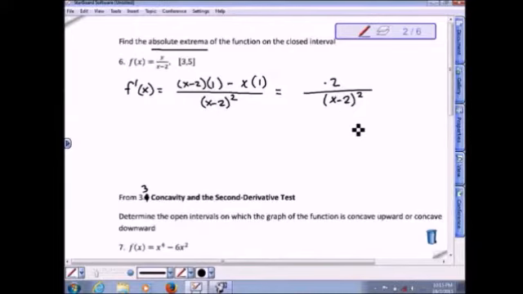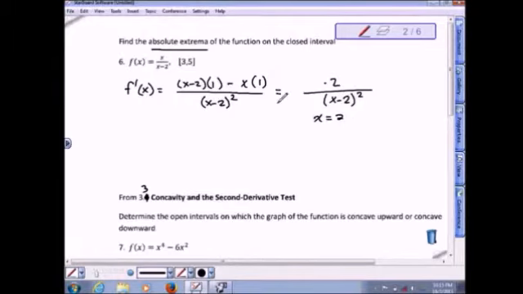Now, we can have a critical value, remember, whenever the first derivative is equal to 0, or when it's undefined. It's undefined when x equals 2, and because there are no x values in the numerator, this expression will never equal 0. So the only critical value we have is x equals 2.